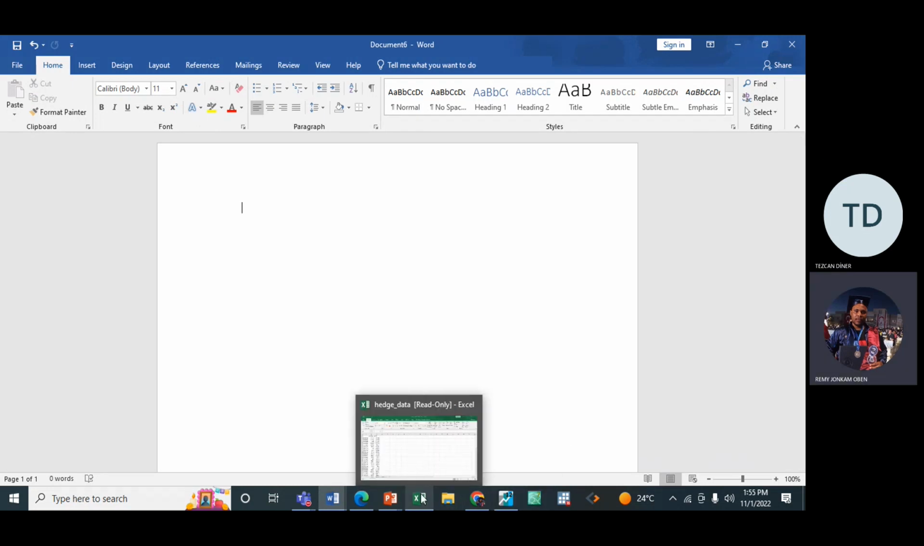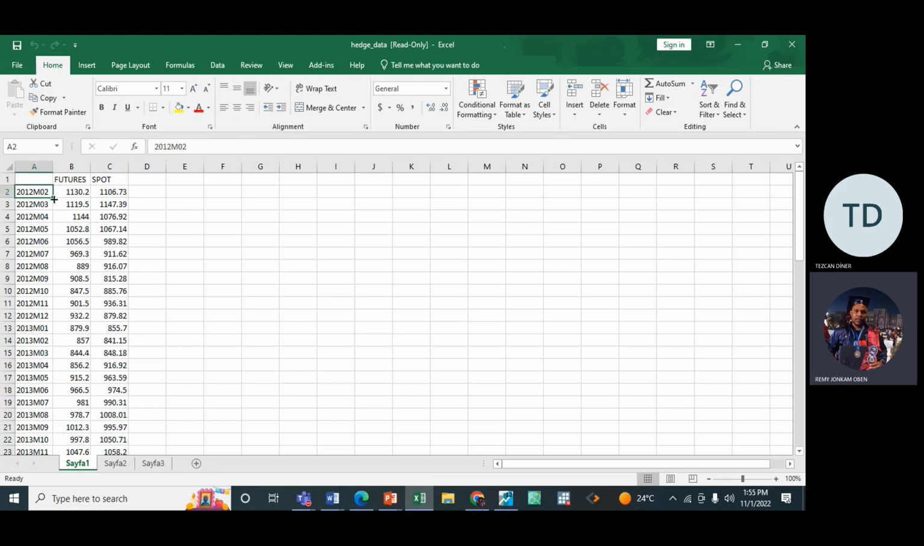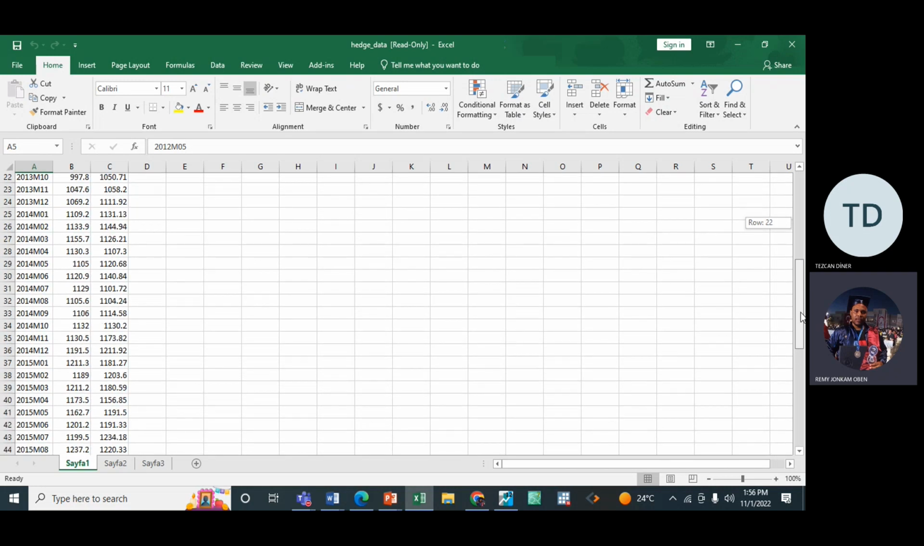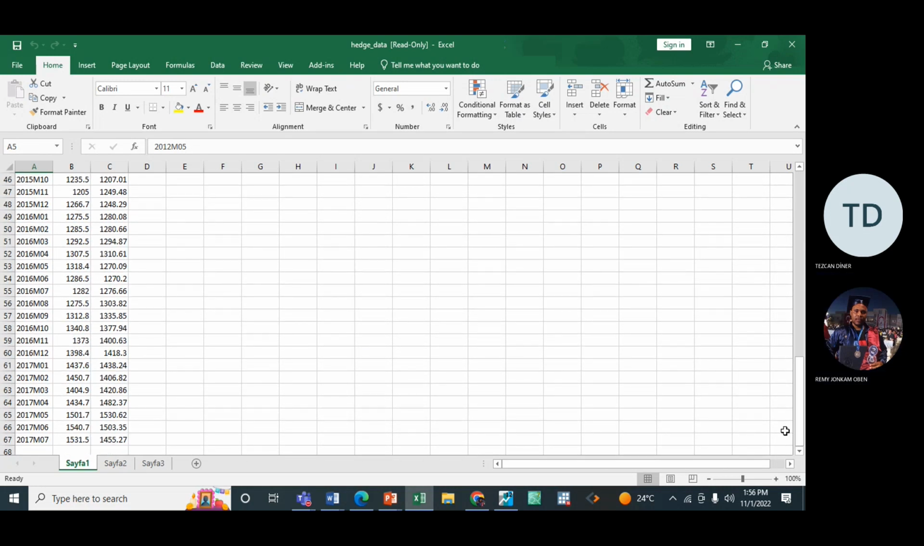By the way, guys, if you can see here, 2012 M02, what does it mean? Month 2. This is monthly data. Remember, previously we used to work with annual data, but this is monthly data. So this is like the second month of 2012, third month, fourth month, and so on, right? So we have monthly data from the second month of 2012 right up till the 7th month of 2017.